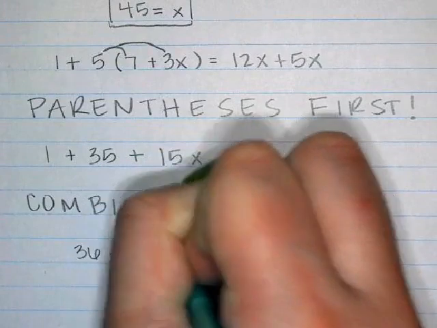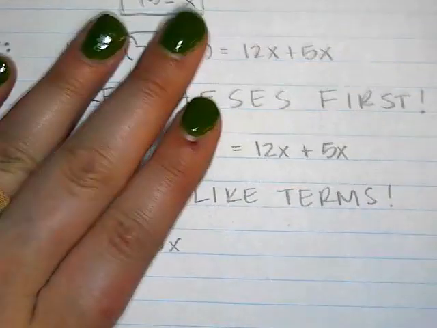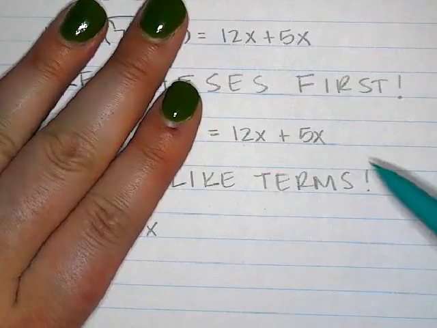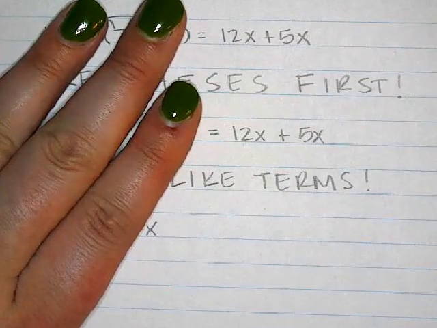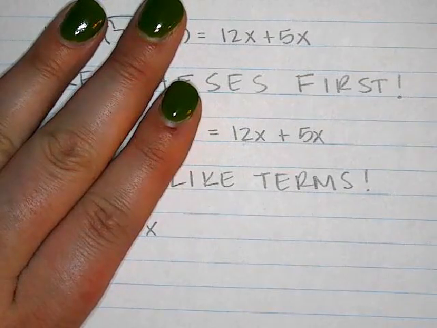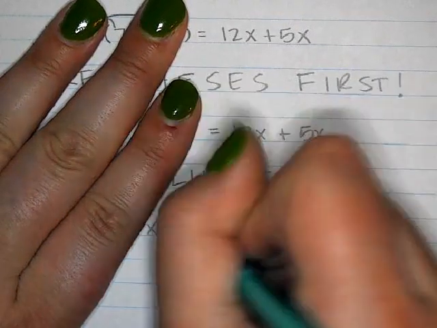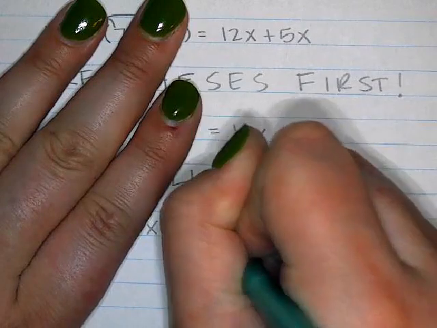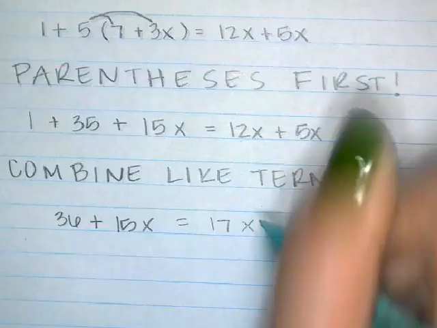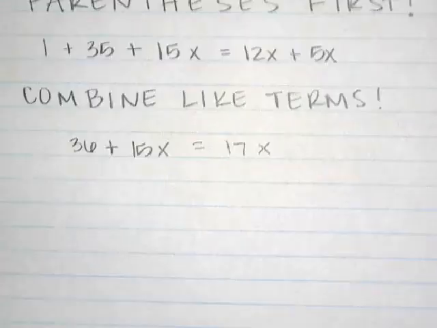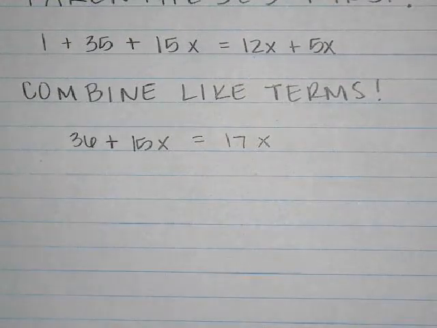And then if I look on the right side, I have 12x and 5x. What do you guys notice about that? You can add those together, and we get 17x. Okay?